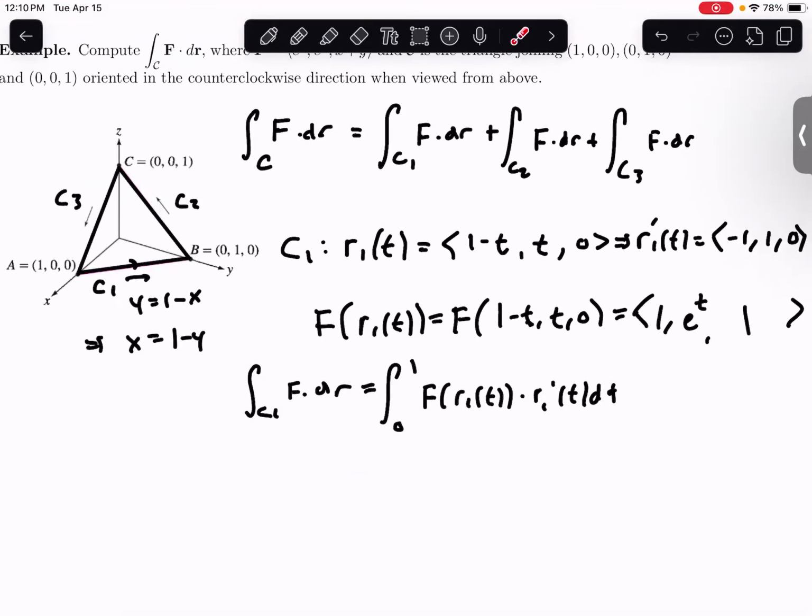And so if you take the dot product of these two vectors, you're just going to have 1 times -1, which will give you -1, and that'll be plus e to the t times 1. So it's really just going to be e to the t minus 1. So this is equal to the integral from 0 to 1 of e to the t minus 1 dt. And then if you take the integral of it, it's just going to be e to the t minus t. You plug in 1, so it ends up being equal to e minus 2, because when you plug in t equal to 0, you'll get a minus 1 out of this. So this will end up being equal to e minus 2.